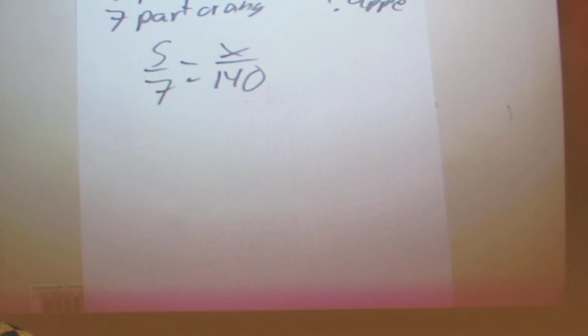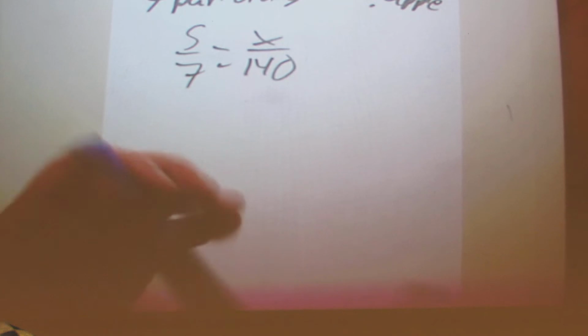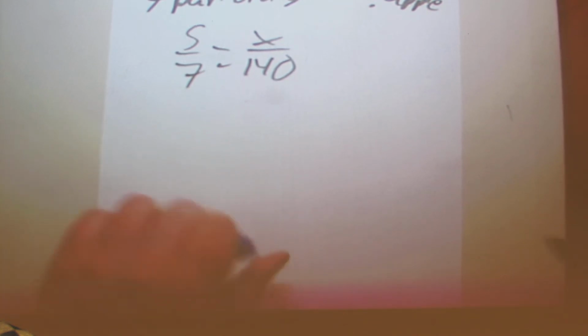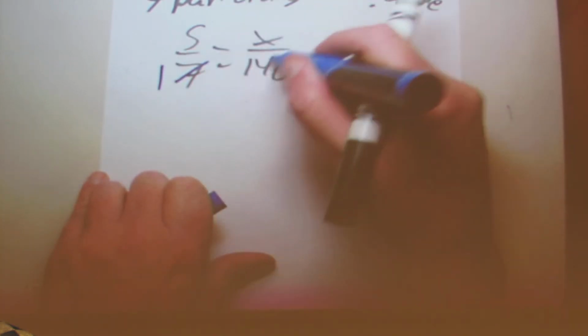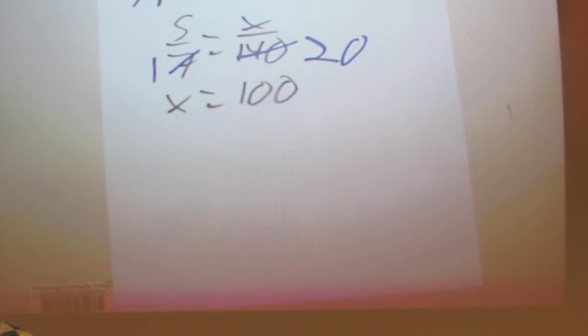So now we can simplify this to make it a little bit easier. The 7 and the 140, if we divide both those by 7, this becomes 1 and this becomes 20. So now we have 1 times x is x equals 5 times 20 is 100.